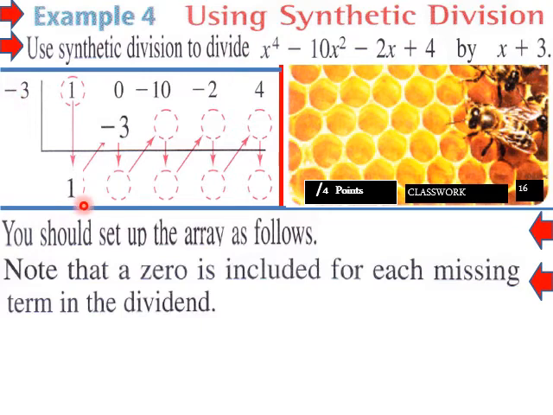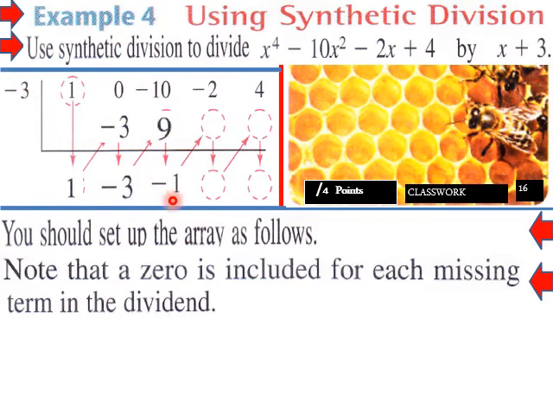Then negative 3 times 1 will be negative 3. Negative 3 and 0. And then we just add. We don't change signs. We just combine these two. We get negative 3. Then negative 3 times negative 3 would be 9. And then we just add. And we get negative 10 and 9 would be negative 1.